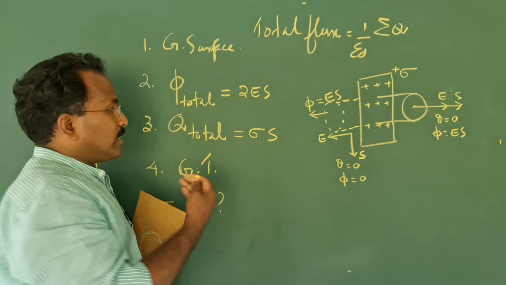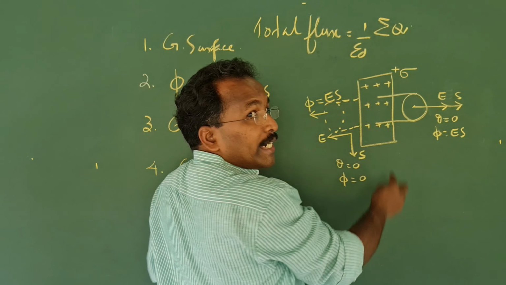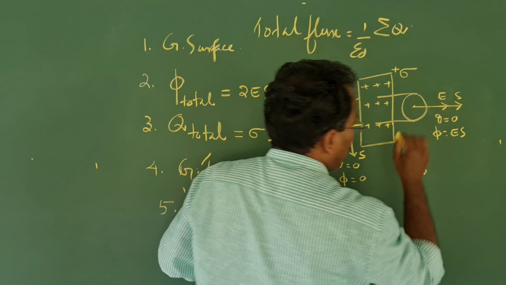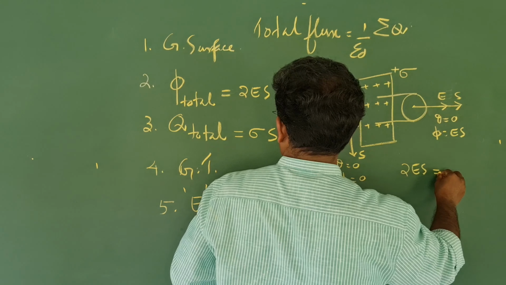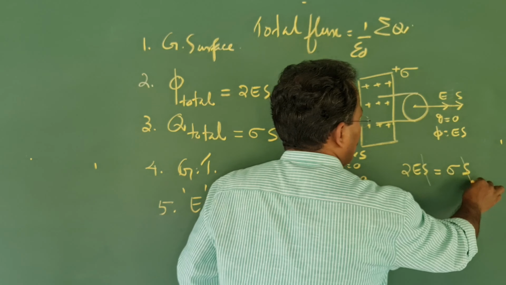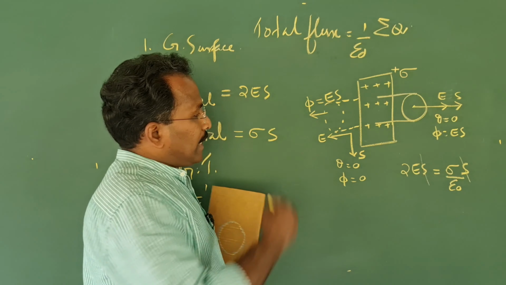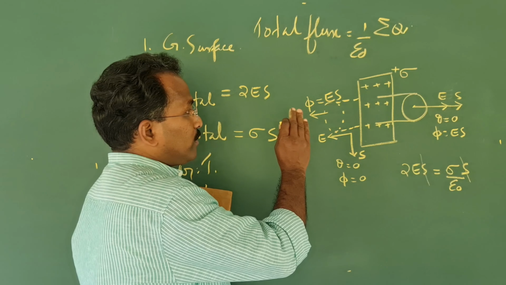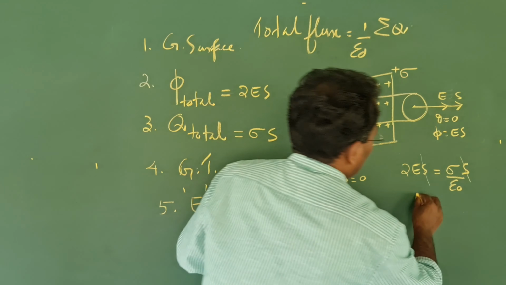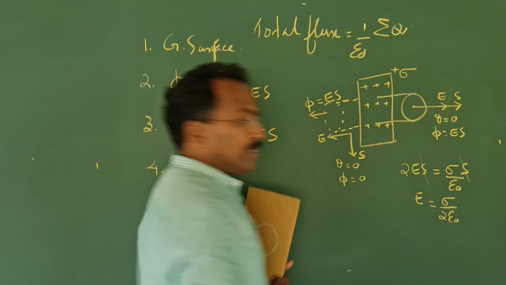Now to the Gauss theorem equation. You have to write the Gauss theorem equation here. So I am writing it here. You write it again. I am substituting. So the total flux will be 2 into ES is equal to sigma into S, divided by epsilon 0, of course. S cancels. That we were expecting, because the side area and electric field will not be related. So electric field E is equal to sigma by 2 epsilon 0.